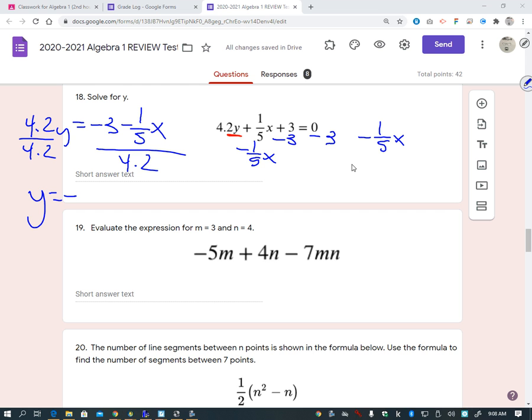Negative what? Negative 1 over 21. Okay. And what is negative 1/5 divided by 4.2? Let me double check here. Negative 1 divided by 5 divided by 4.2. That's your negative 1 over 21, isn't it? That's this. Okay, negative 3 divided by 4.2 is negative 5 sevenths. Right?